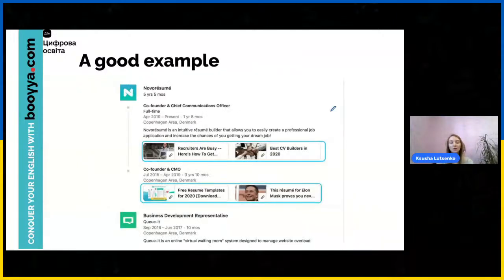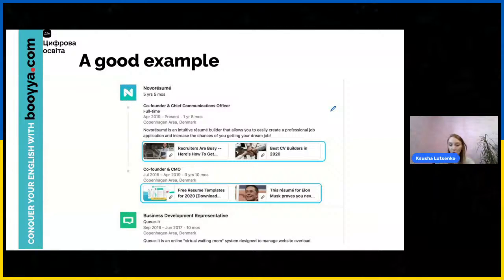Okay. Moving to a good example. Here the person mentions their highest position, and it is okay, like in this case, according to the timeline, but it can be changed. It's fine if it's not like this for you. Also, the person added some links, visuals, like what he was actually doing at that position, and added some links that people can follow to prove that he was actually co-founder and chief communications officer in that particular company.